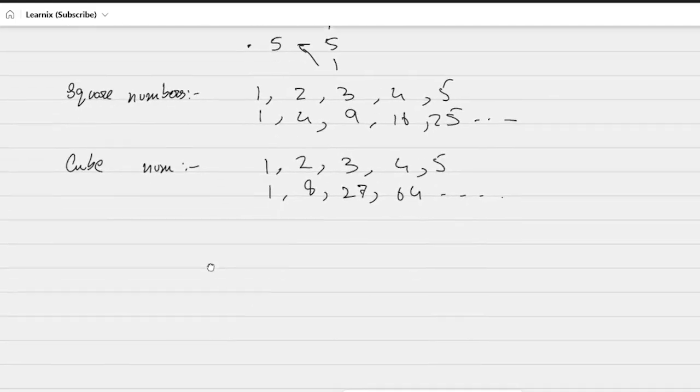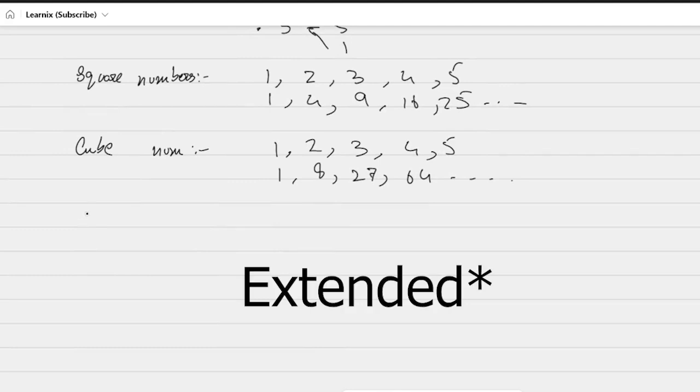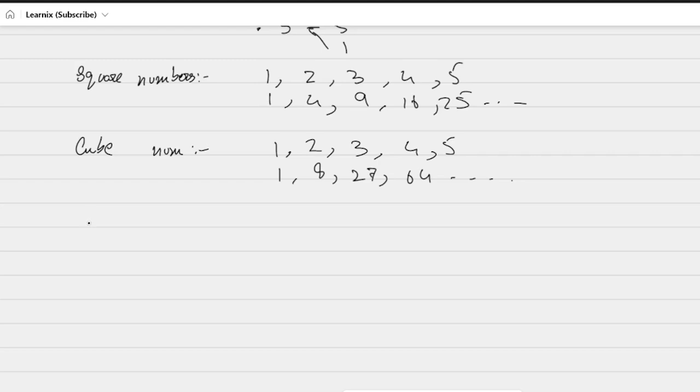Now, just a quick heads up. This topic is going to be there for core and extended students, right? So it's essential that both students, regardless if you're taking core or extended, you know this.